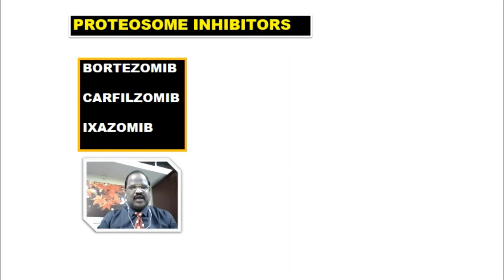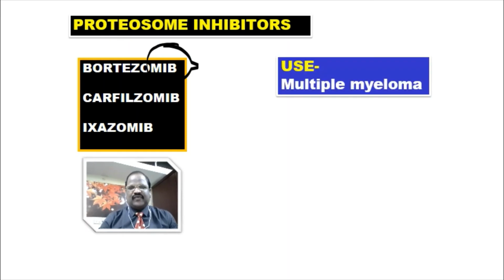Drug names are bortezomib, carfilzomib, and the latest one called IXA, ixazomib. Look at all these drug names ending with "mib": bortezomib, carfilzomib. These are proteasome inhibitors useful for treatment of multiple myeloma.